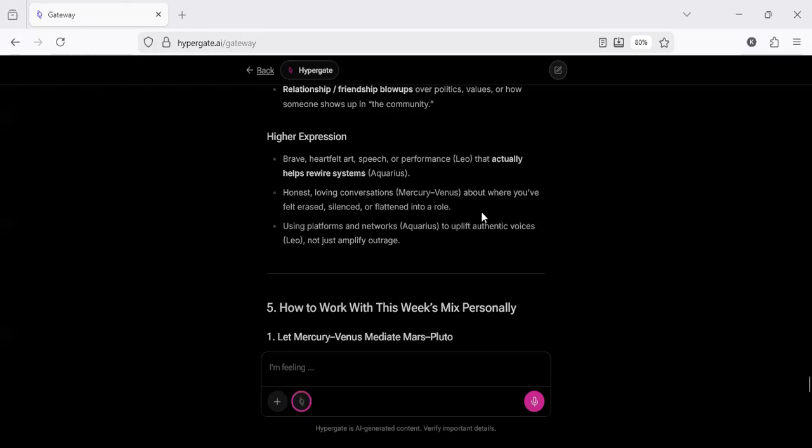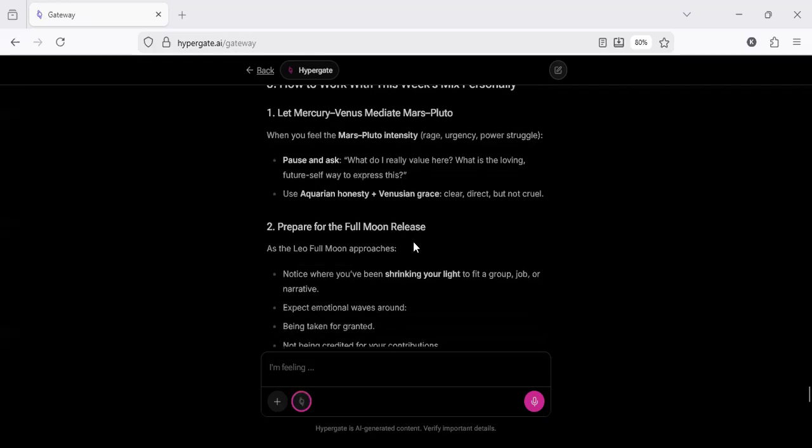Honest, loving conversations. Venus, Mercury, about where you felt erased or silenced or flattened into a role. Okay, so honest, loving from your heart. And then proactive, instead of just haranguing somebody. It's like, you wanted me here. All right, now what do you want me to do about it? This is how we move on. Using platforms and networks. Okay, Aquarius, the platforms, networks, to uplift authentic voices. Leo, not just amplify outrage. That's nice.